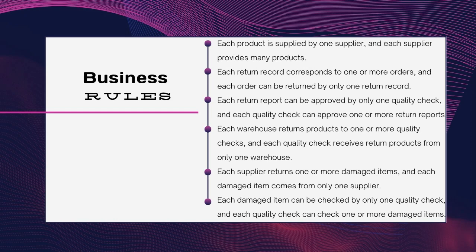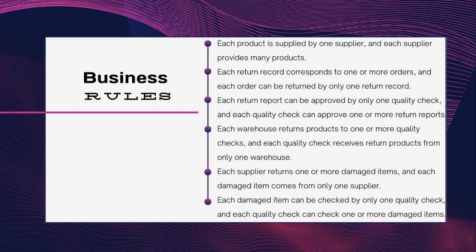Each return record corresponds to one or more orders, and each order can be returned by only one record. Each return report can be approved by only one quality check, and each quality check can approve one or multiple return reports.